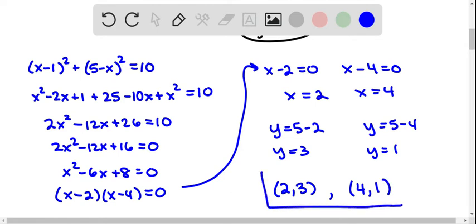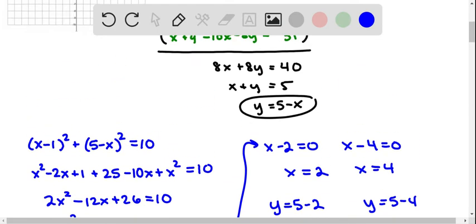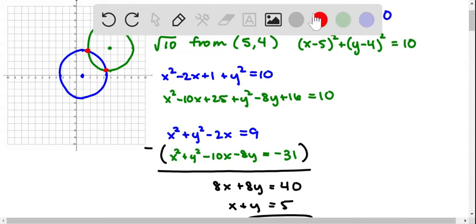Let's go back to the graph and check to see if those seem reasonable. (2, 3) and (4, 1). (2, 3), that seems close to the one we kind of had sketched, and (4, 1), that seems close as well.